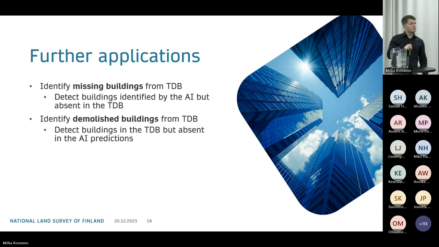And here are some further applications that we have been testing at the end of the project. So we can identify the missing buildings from the topographic database. That way we can detect the buildings that are identified by the AI but are absent in the topographic database, and we can give hints that maybe they should be added. And we can identify demolished buildings from the topographic database. So these are buildings that are in the topographic database but are absent in the AI generation. And these can be demolished or somehow disappeared from the actual images, but are still in the topographic database.